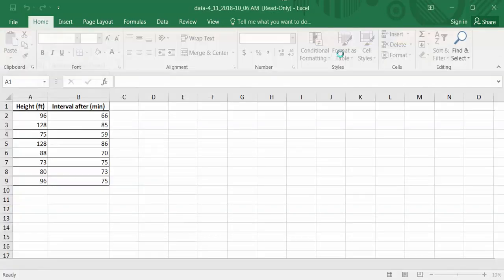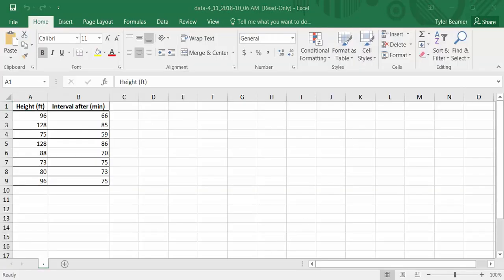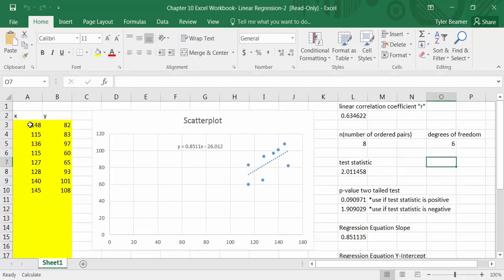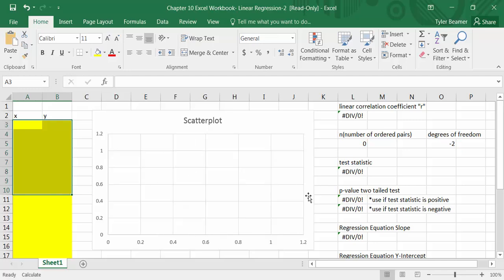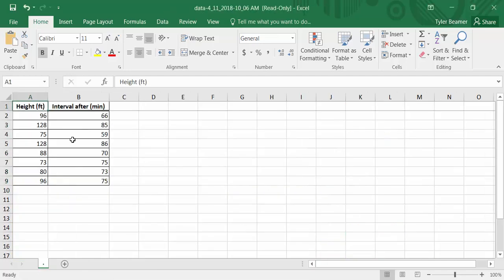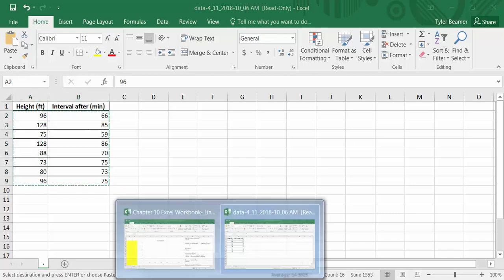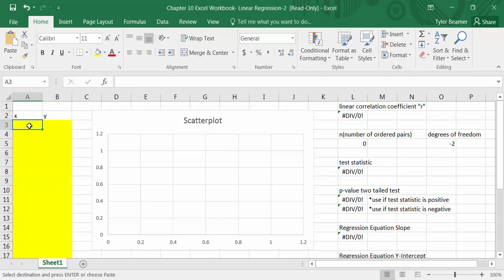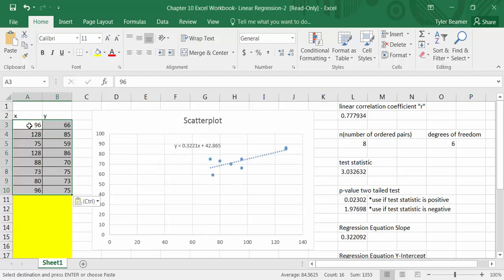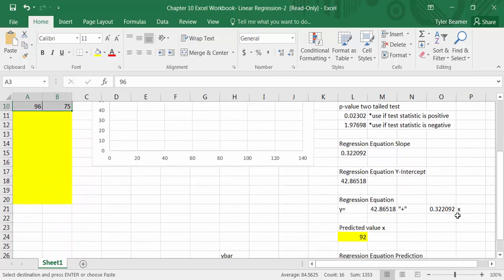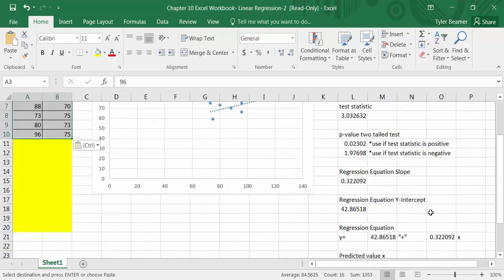Finally. Okay, so in the template, take the data that's in there out. Then you want to copy the data from the problem, paste it into the template, and then you should pretty much instantaneously see a scatter plot, your linear correlation coefficient, and your regression equation. So everything should pretty much come up for you.